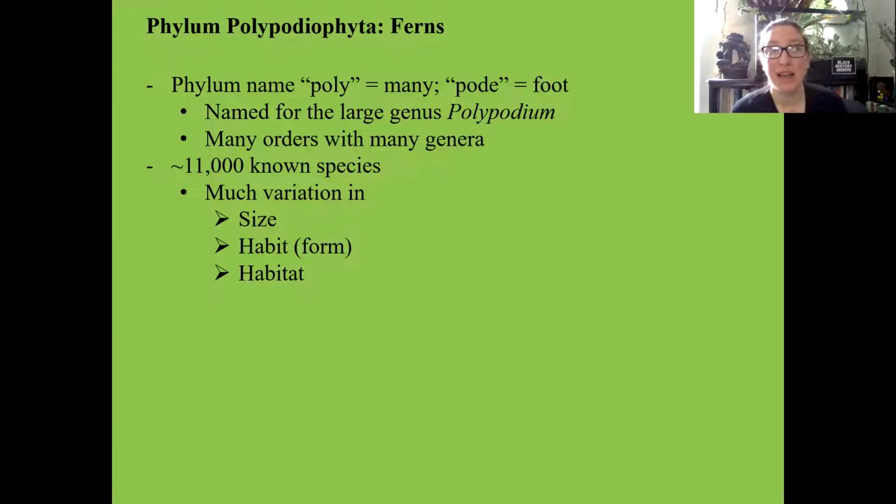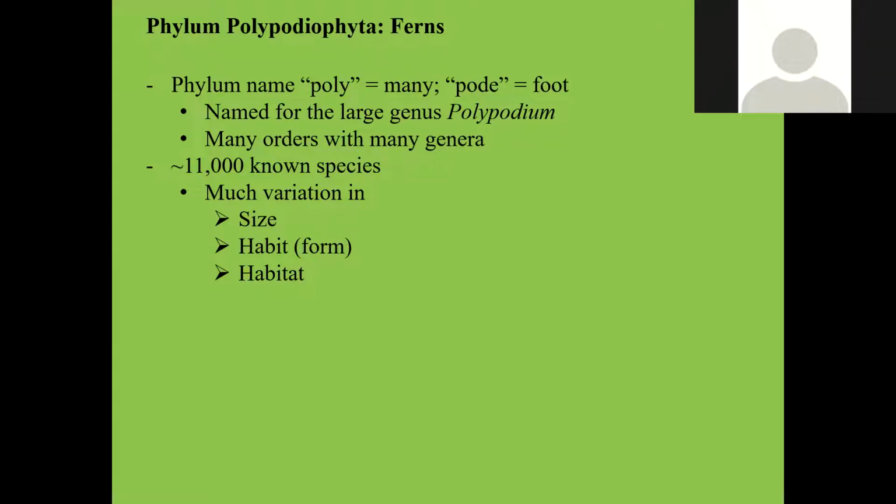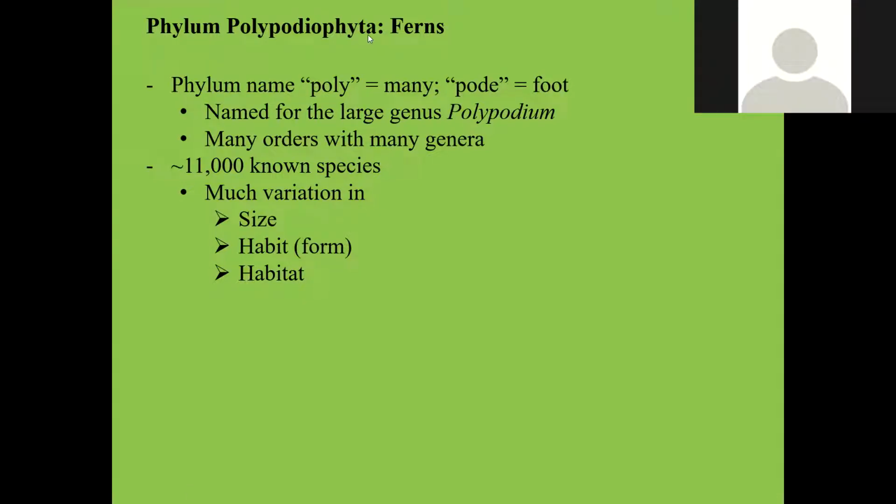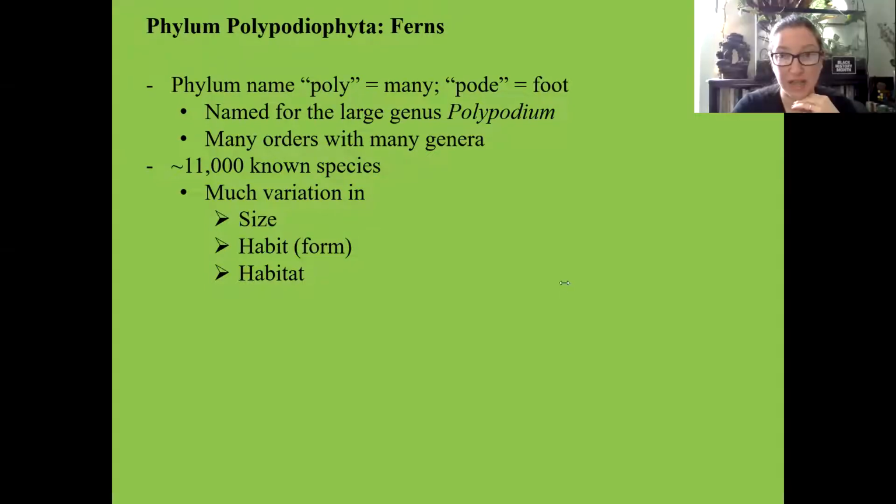And the name also is the same as a large genus called Polypodium, which is one of the largest genera in the ferns. And there's lots and lots of species, about 11,000, and there's a ton of variation in terms of things like size and habit or shape and habitat, which is where it lives, like where it lives at.